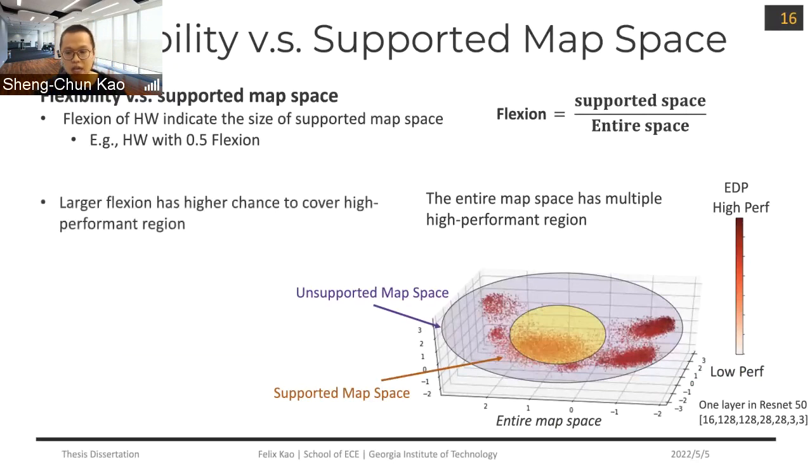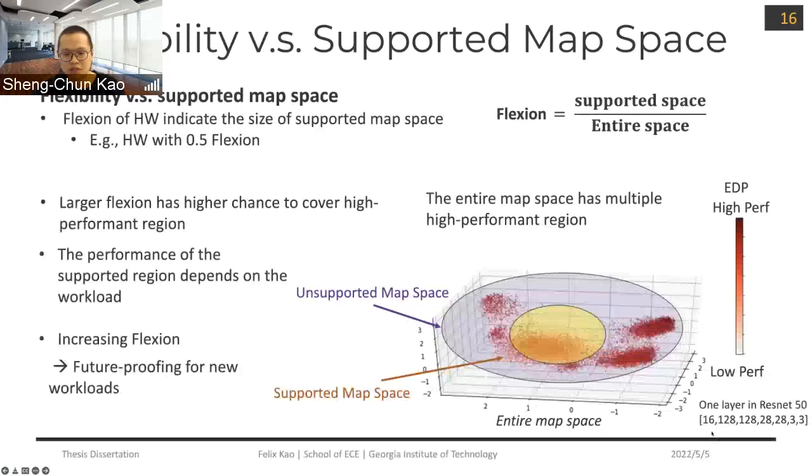And larger flexibility will enable us to have higher chance to cover some high performance region, and the performance of the supported region actually depends on the workload. However, if we support the extreme case, fully flexible, then we are always sure we can cover the best possible performance point. So increasing flexibility is important because it can make the hardware more future-proofing. It means that it can cope with more diverse DNN models.